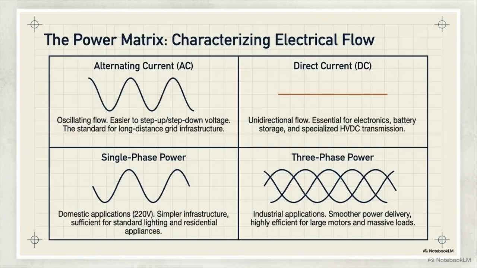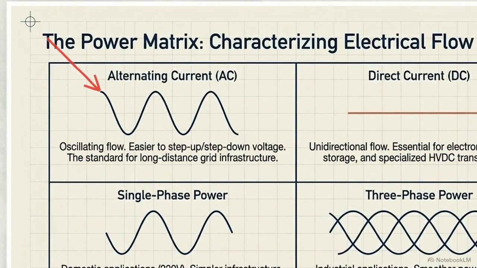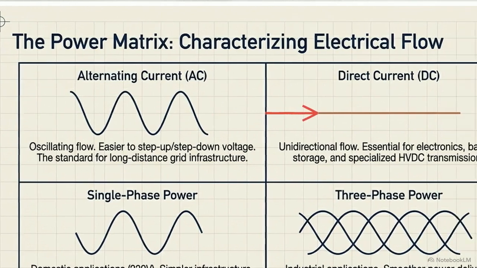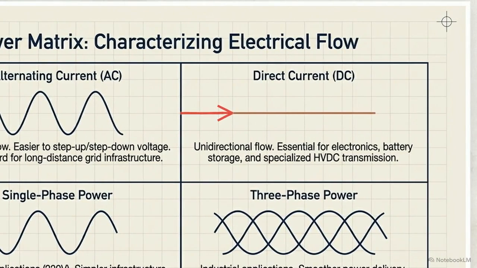This matrix characterizes the different types of electrical flow. To execute that extreme voltage stepping efficiently, the grid requires alternating current. Alternating current, or AC, uses an oscillating flow. It is the standard for long-distance grid infrastructure, specifically because its voltage can be easily stepped up and stepped down by transformers. Direct current, or DC, is a unidirectional flow. It cannot be transformed as easily, making it essential primarily for battery storage, electronics, and specialized point-to-point transmission.